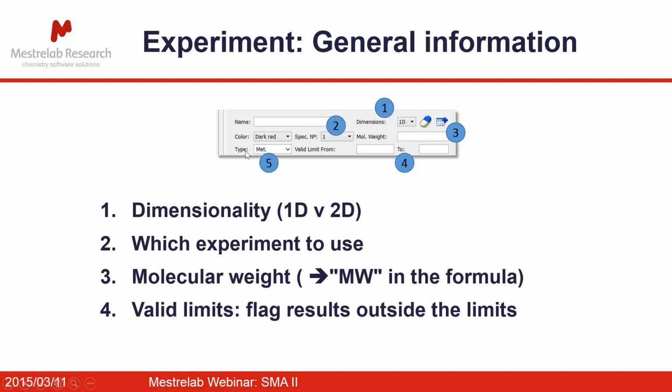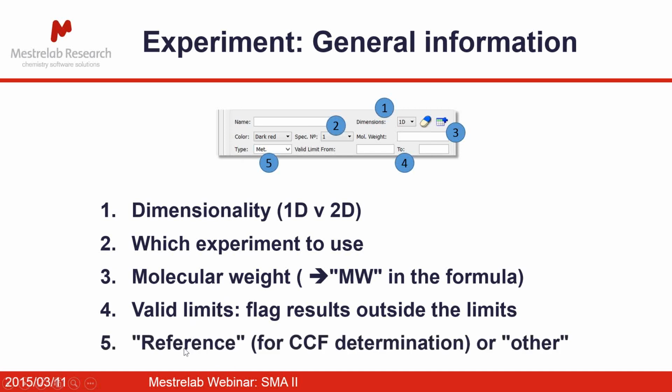Okay, and lastly, you have the compound type, and there's only one that's a reserved word, and that's reference. So if you use the word reference here, that has a special meaning, which you'll see in a second. But you can put any other type there that you wish, so metabolite, or in this case, component, or solvent, or whatever you like there. That's purely up to you.